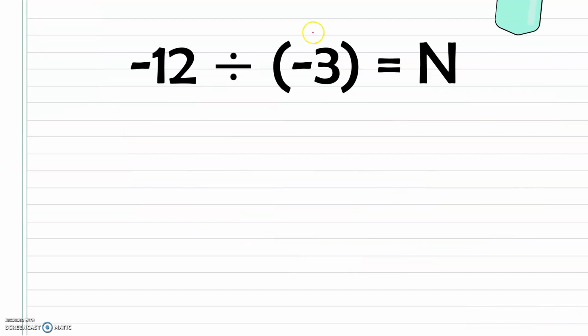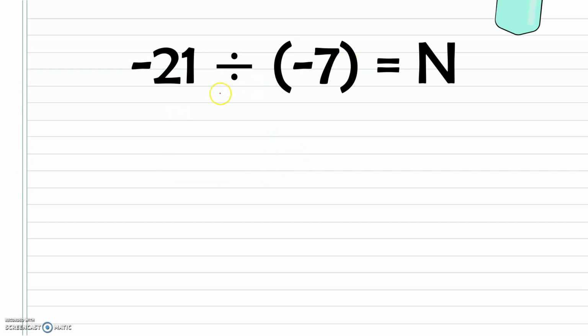Okay, so let's try. Negative 12 divided by negative 3 is equal to n. 12 divided by 3 will give you 4. This is negative and this is also negative. Since they are same-signed integers, then the answer will be a positive integer. Also, if you will count the number of negative integers here, you have 1 negative, 2 negative integers. So since 2 is an even number, the sign of the answer will be positive.